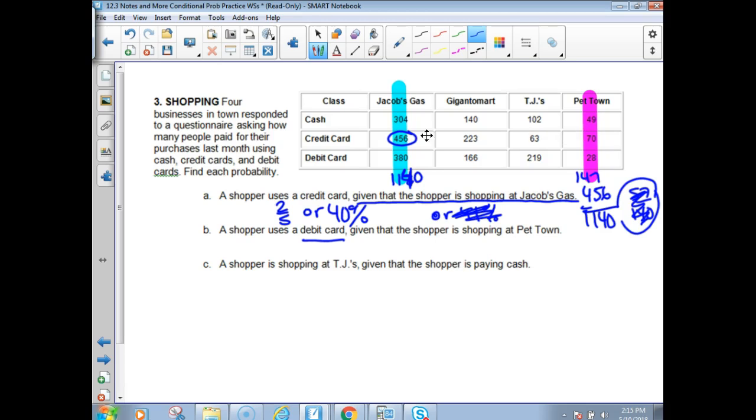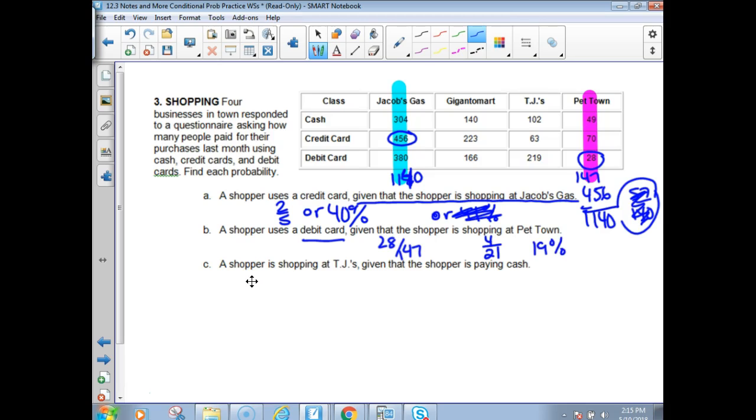So I got to look at debit card users for Pet Town finally. All right, we have 147 people shopping at Pet Town, of which 28 out of those 147 use a debit card. Okay, divide or reduce. You can divide by 7, which would be 4 over 21. And if you did a decimal, did anybody see what the percentage was? How much? 19 or a 19%? Okay.